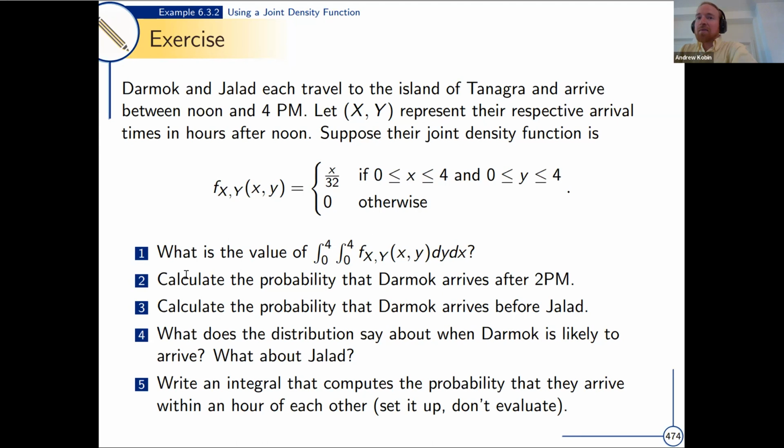The next two parts ask you to calculate two different probabilities inside of this square by using double integrals. First, the probability that Dharmak, the x variable person, arrives before a certain time. And next, a little more complicated, the probability that Dharmak arrives before Jalad, and that's going to be described by a non-rectangular region inside of the square. And parts 4 and 5 ask you to interpret a little bit more what the distribution says about which person is more likely to arrive before the other one, and then to set up an integral that describes their arrival times in relation to each other.